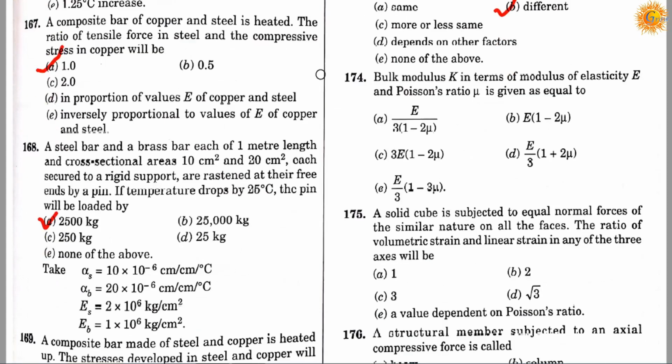Question number 174. Bulk modulus capital K in terms of modulus of elasticity capital E and Poisson's ratio mu is given as equal to option A, capital E divided by 3 in the small bracket 1 minus 2 mu, option B, capital E into 1 minus 2 mu, option C, 3E in the small bracket 1 minus 2 mu, and option D, capital E divided by 3 in the small bracket 1 plus 2 mu, and option E is capital E divided by 3 in the small bracket 1 minus 3 mu. Correct answer is A, it will be capital E divided by 3 in the small bracket 1 minus 2 mu. That is the relation between K, E and mu.